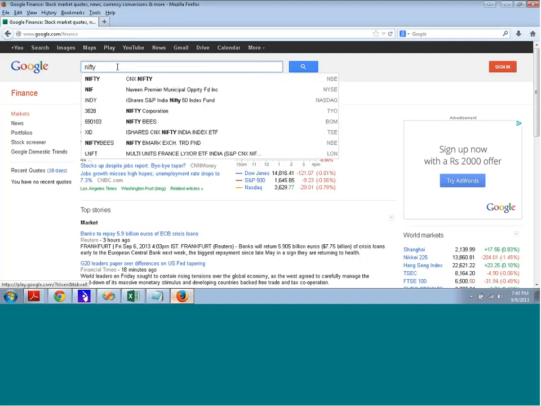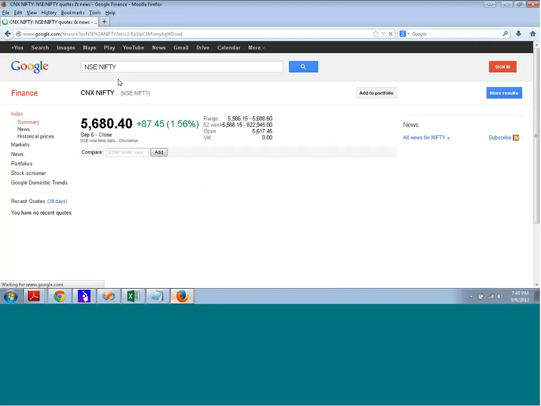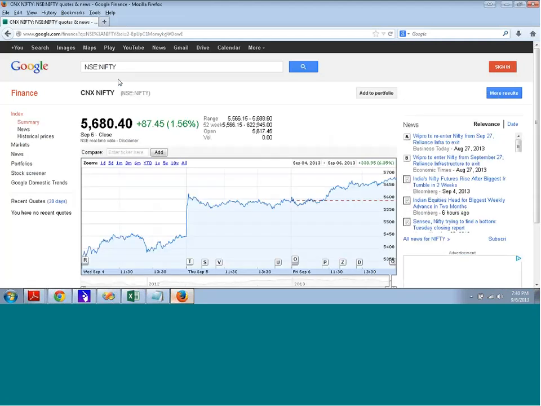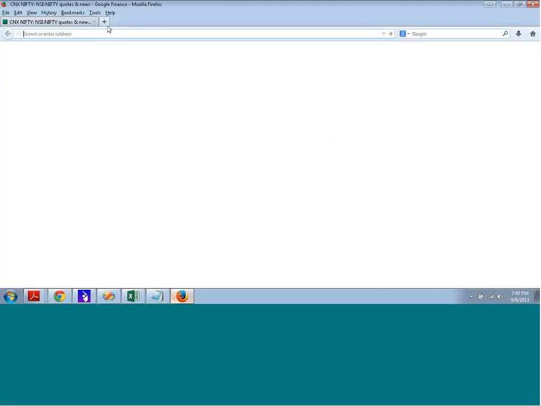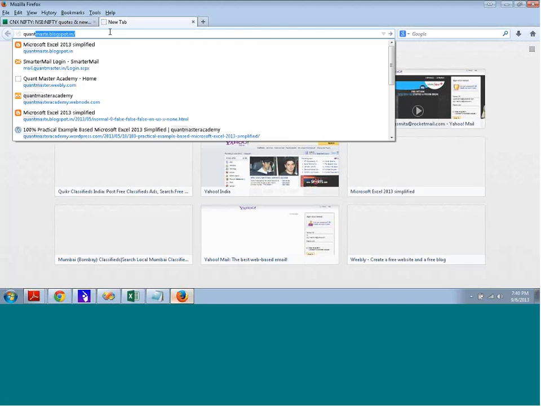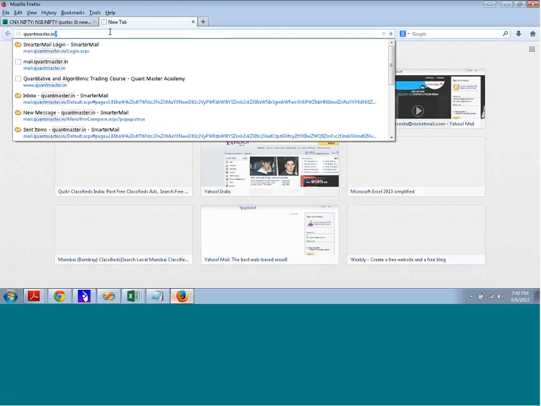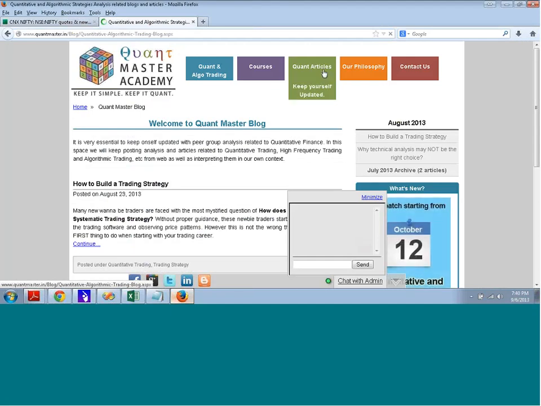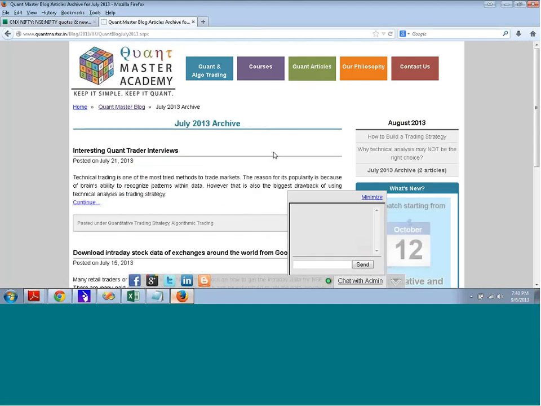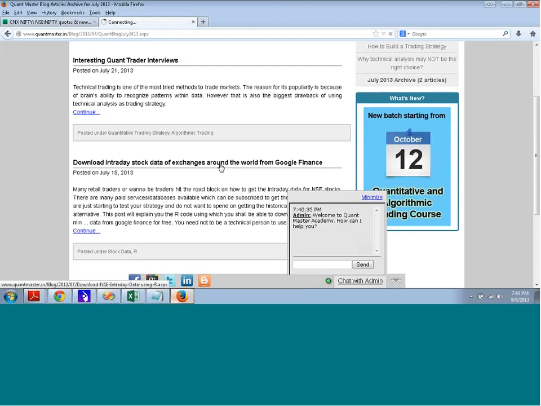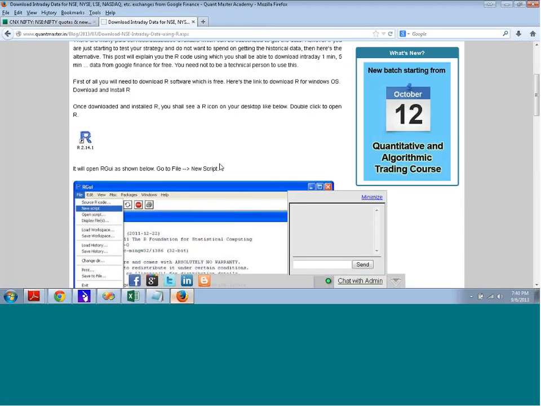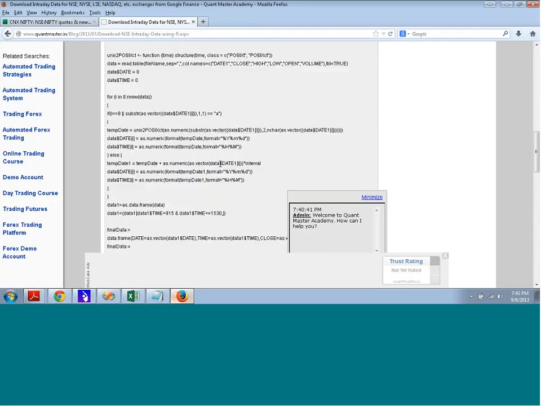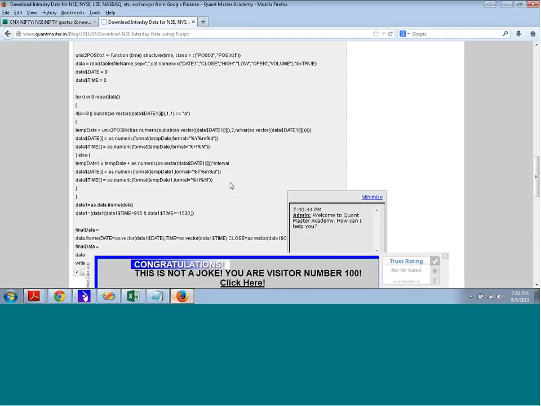So as I was saying, from Google Finance and this kind of source of data, we can get intraday data, but only for the cash segment. If you are interested in how to get data from Google Finance, I have written one article on how to get this data from Google Finance. It's a very simple R script. All the code and explanation is given over here.